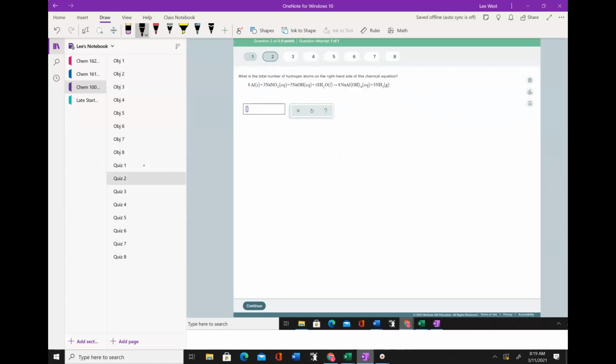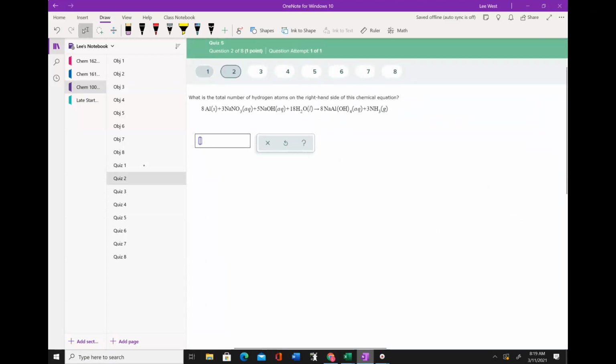Looking good, huh? Okay, we've seen this problem before. We have to tally up the hydrogen atoms on the right-hand side of this equation. So hydrogen is present at two different places. In this compound here, we have 3 units of that compound, and each unit contains 3 hydrogen atoms, so we've got 9 for that guy.